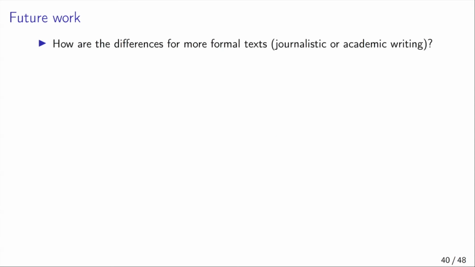So in future work, we are first of all interested in how these differences look for more formal text, because we have seen that for the movie reviews, we had naturalness ratings which weren't optimal. They were centered around 3, whereas you would expect something human-authored to be higher. So it would be interesting to see how those differences look if we look at more formal texts, such as journalistic or academic writing.